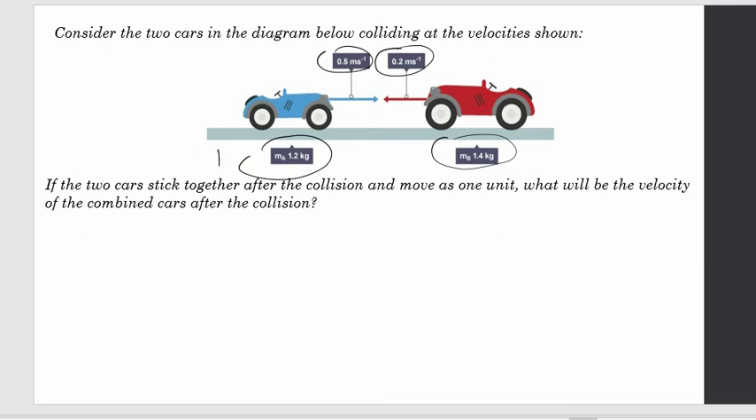Okay, so this is the M and this is the V. It says if the two cars stick together after the collision and move as one unit, what will be the velocity of the combined cars after the collision? First thing we need to do is to find the total momentum before the collision.